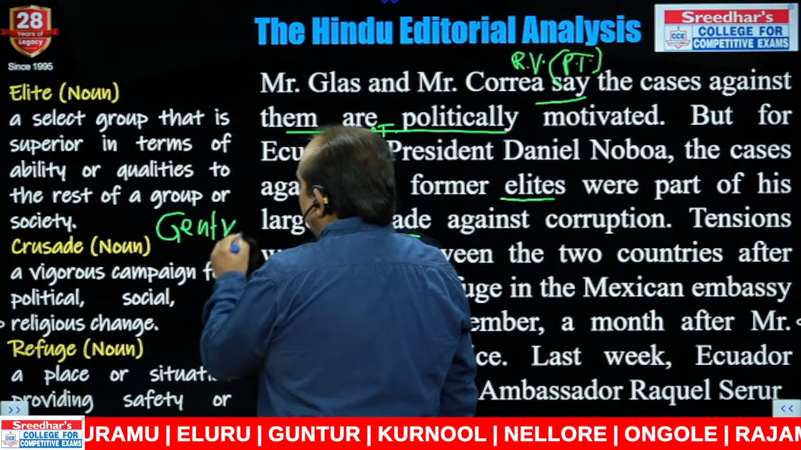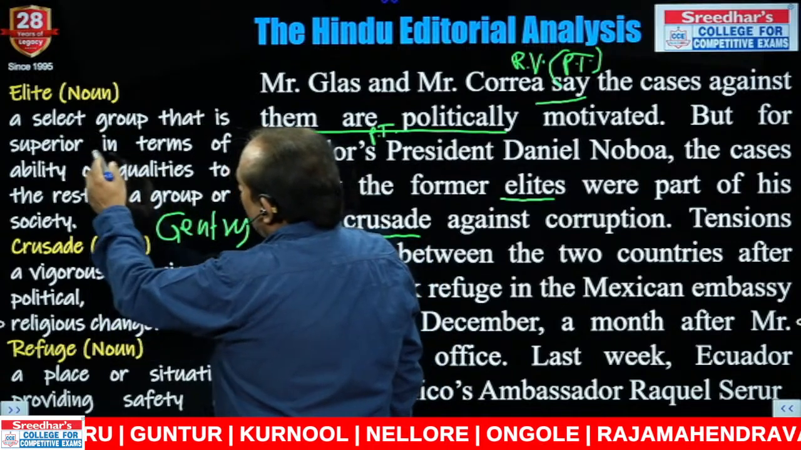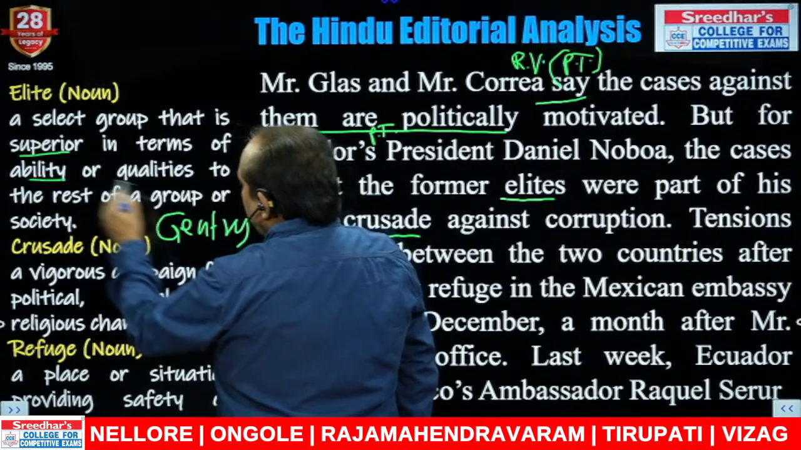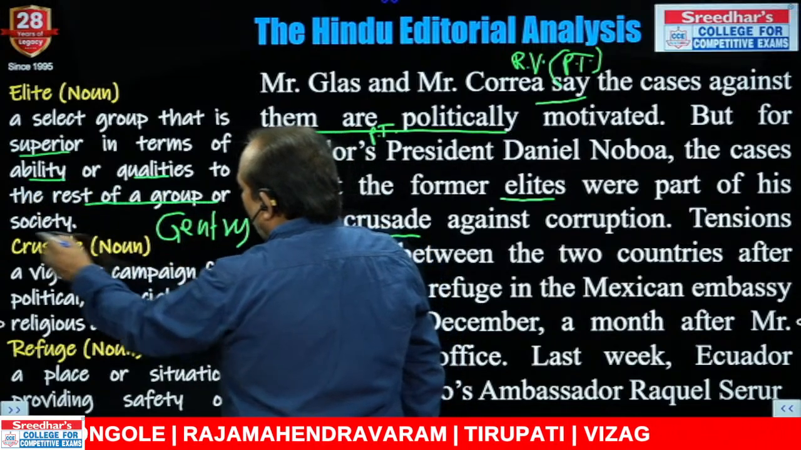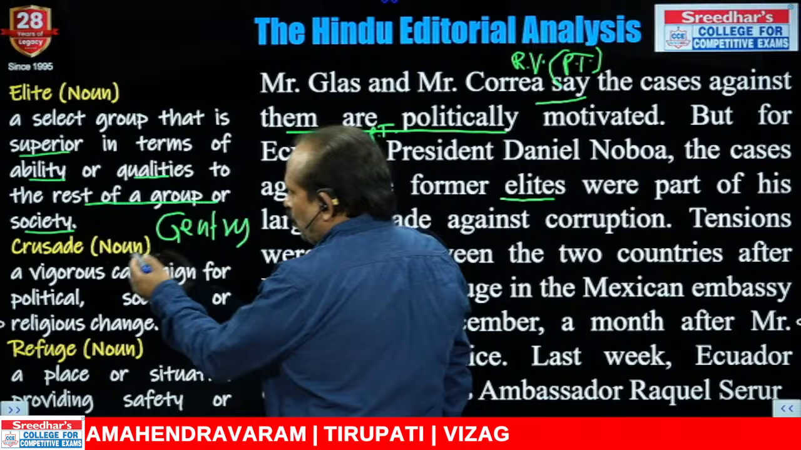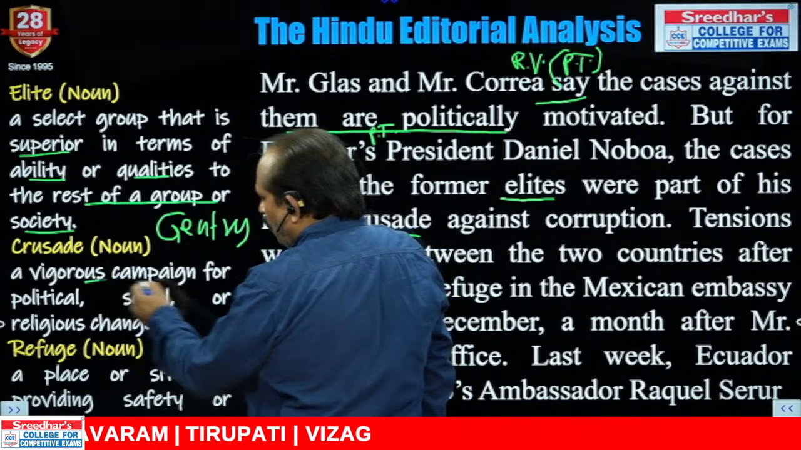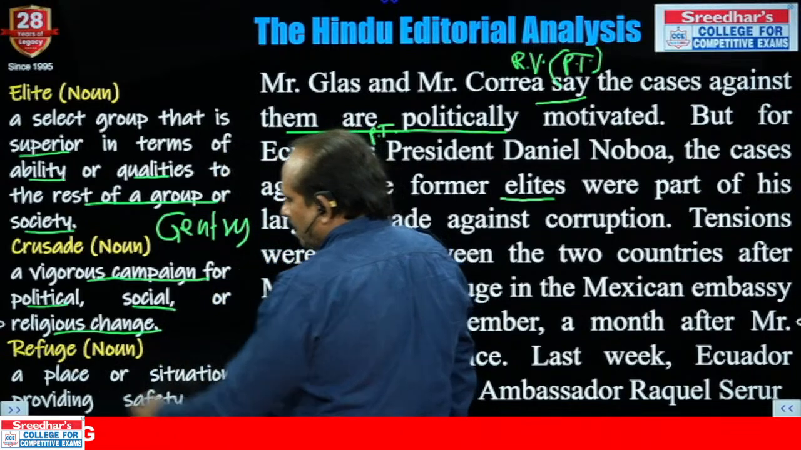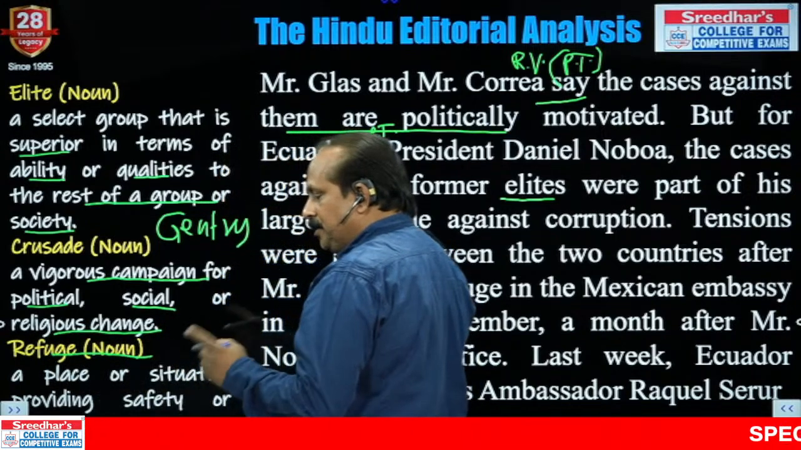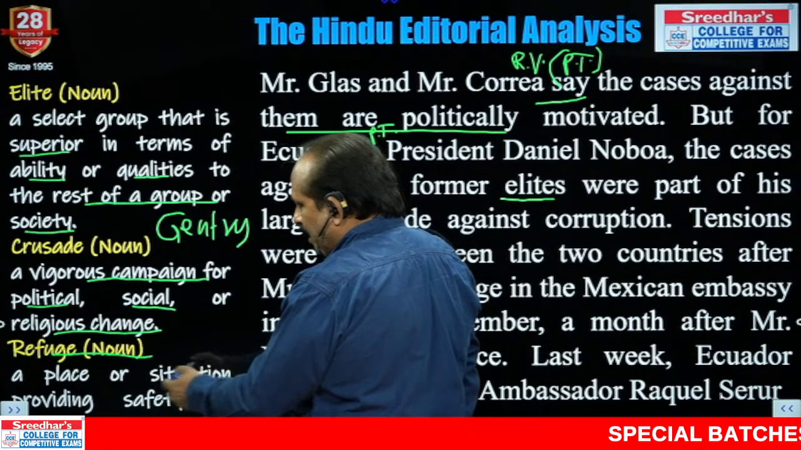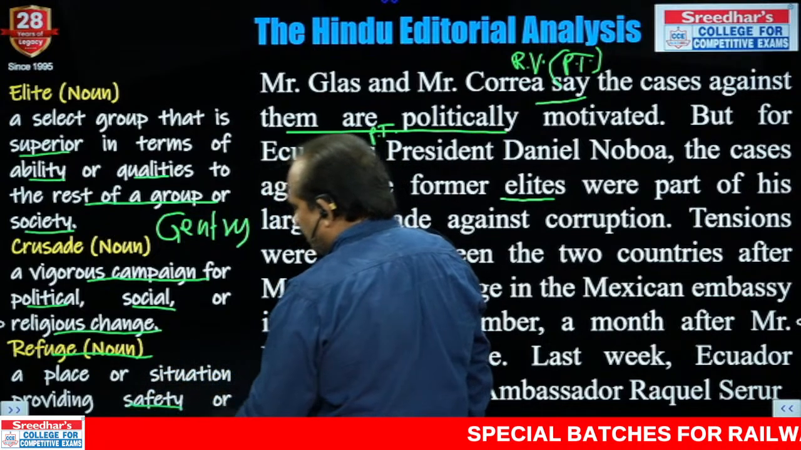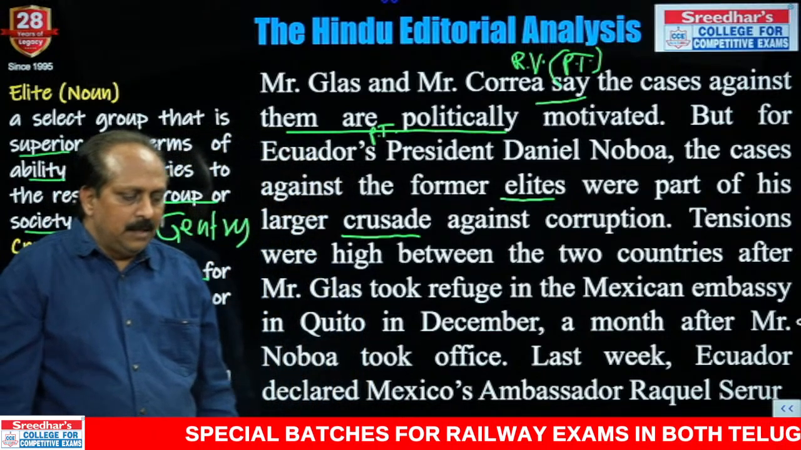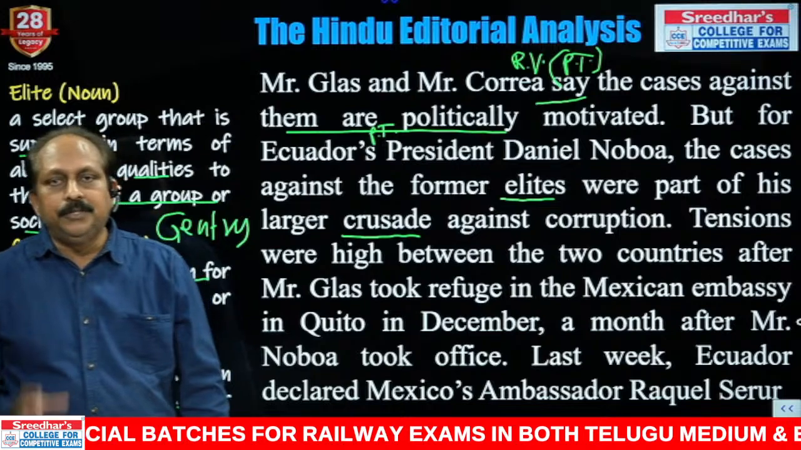First, let us see the meaning of the word elite. Noun, a select group that is superior in terms of ability or qualities to the rest of a group or society. And crusade, part of speech noun, a vigorous campaign for political, social, or religious change. A refuge is different: a place or situation providing safety or shelter. All the words I will tell the meanings, but here an important word, gentry.